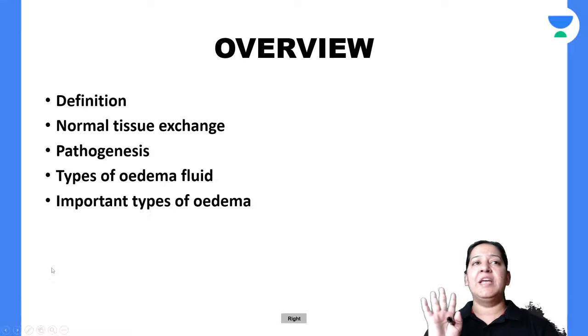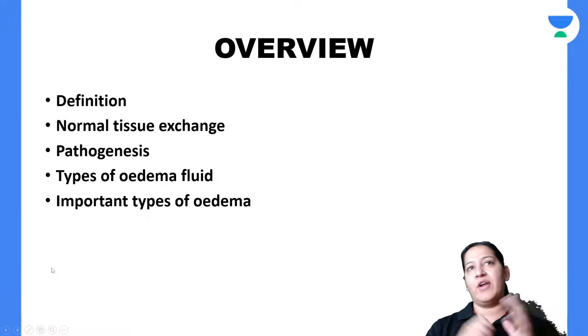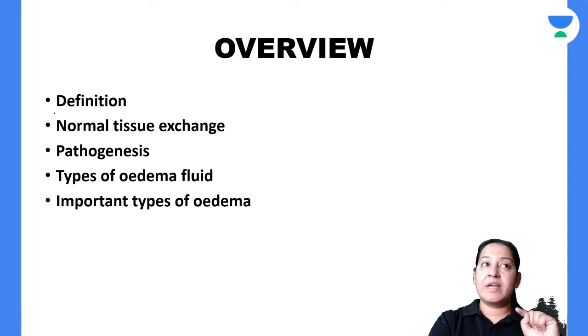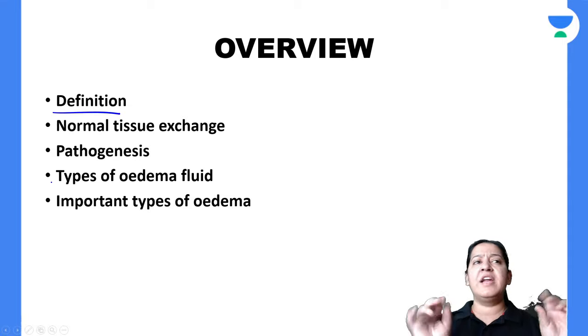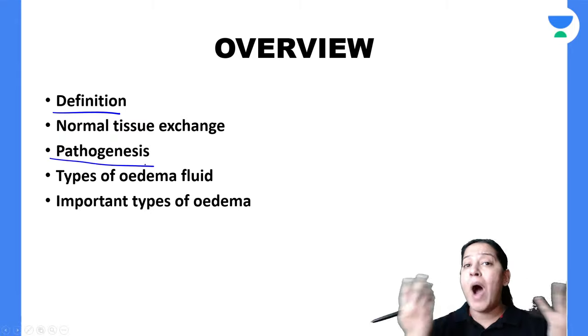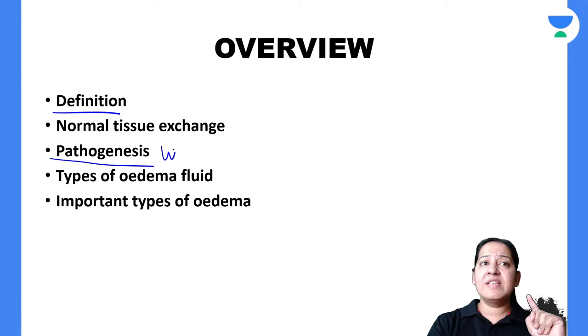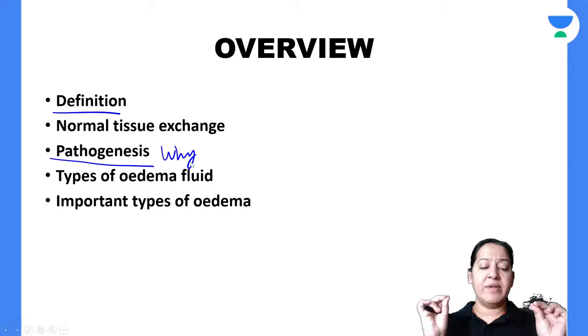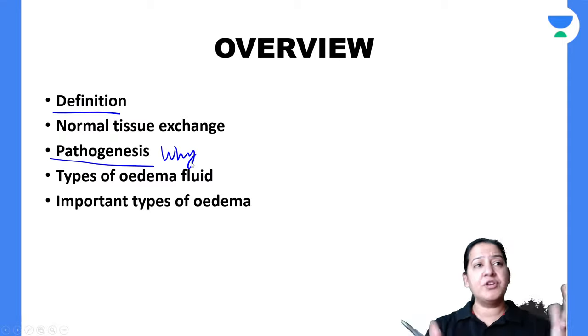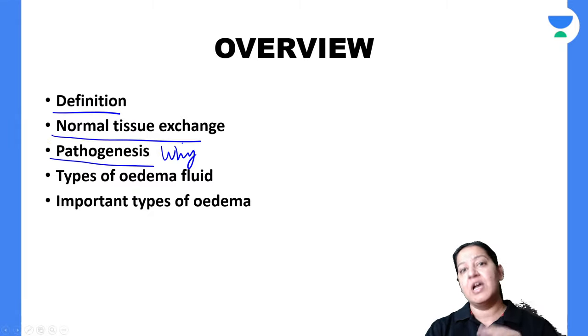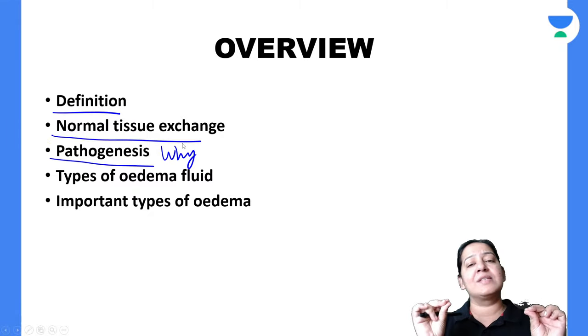So what is edema? I am going to teach you edema under the following headings. First, I will let you know what is edema, the definition of edema. First, you should understand edema. The most important in edema is the pathogenesis of edema. Why is it occurring? What is the reason of having edema? The reason of edema is the pressure changes which occur in the blood vessel. For that, you should understand the normal pressure changes first, that is according to Starling's hypothesis or Starling's law.